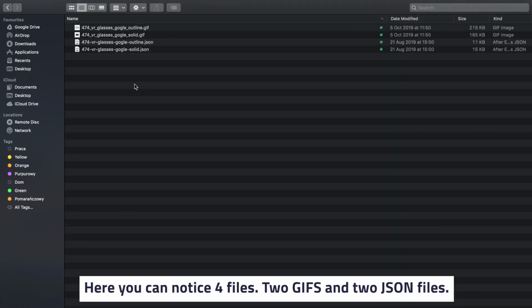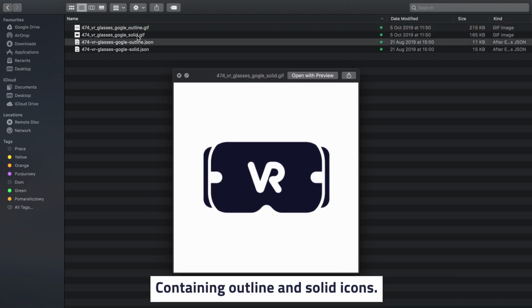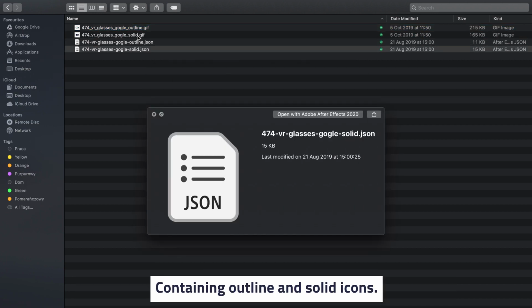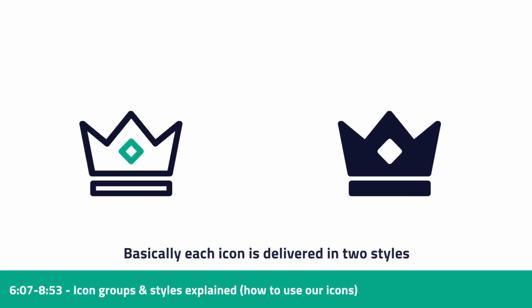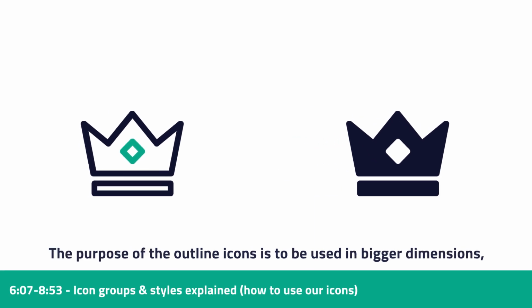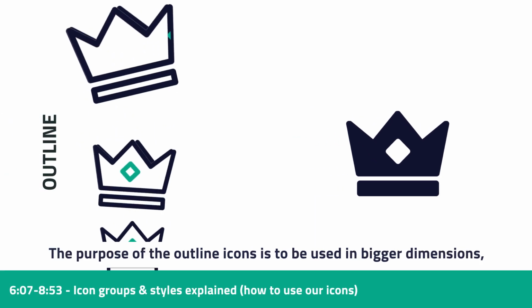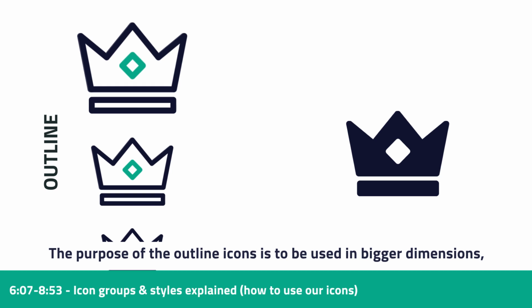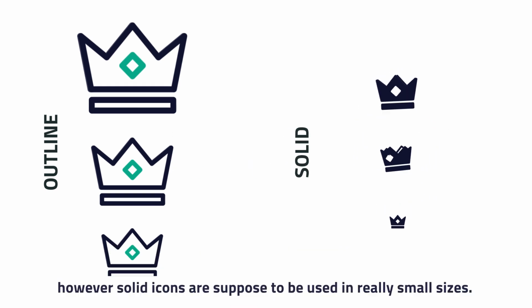Here you can notice 4 files, 2 GIFs and 2 JSON files, containing outline and solid icons. Basically, each icon is delivered in 2 styles. The purpose of the outline icons is to be used in bigger dimensions. However, solid icons are supposed to be used in really small sizes.